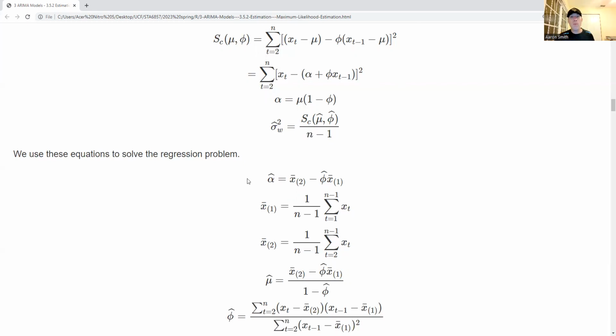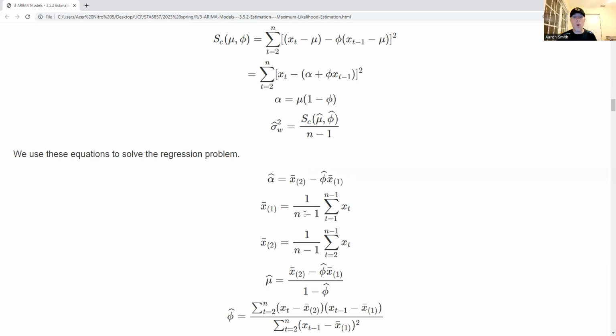And so now I'm going to treat this like a system of equations, and I'm just going to work through this and solve things in a very natural manner. Here, just from my setup, alpha hat is equal to x bar sub 2 minus phi hat times x bar sub 1, just rearranging some things algebraically and then putting hats on for estimators.